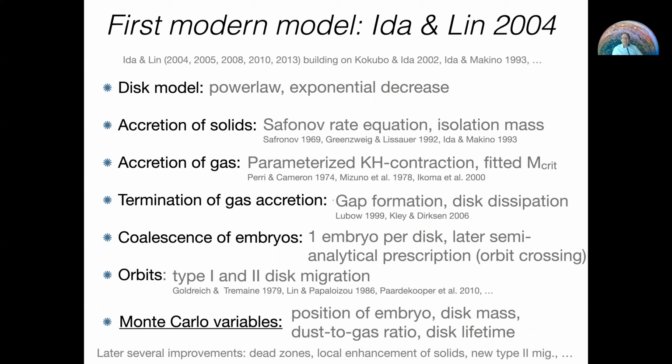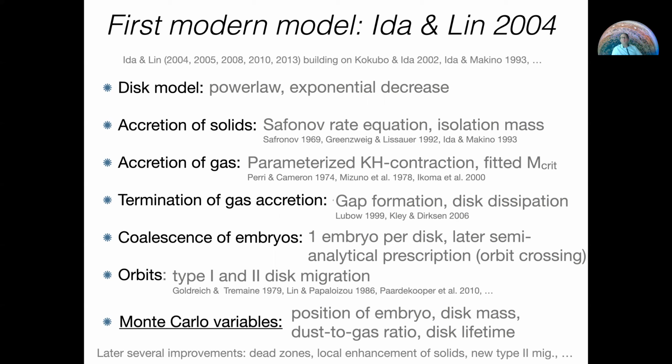2004, Ida and Lin presented the first modern population synthesis model. So here the disk model was still a power law with an exponential decrease, but now the accretion of solids was of planetesimals via the Safronov rate equation with an isolation mass. The accretion of gas now was derived from parameterized Kelvin-Helmholtz contraction, and a fit to critical core masses obtained from Ikoma et al. The termination of gas accretion was now based on physical processes like gap formation or global disk dissipation, and the embryos were treated the following way.